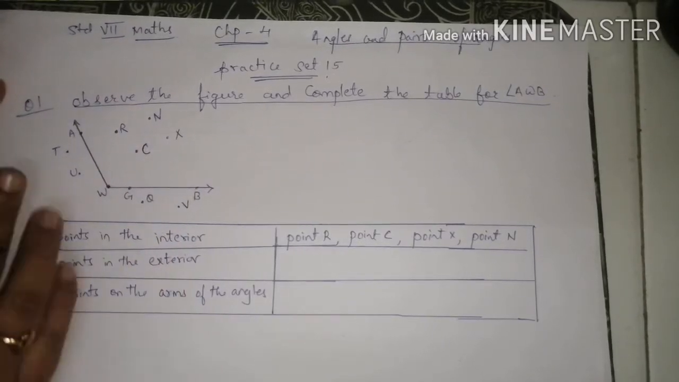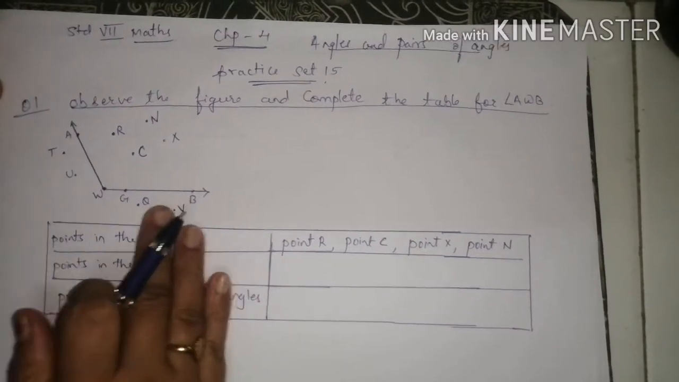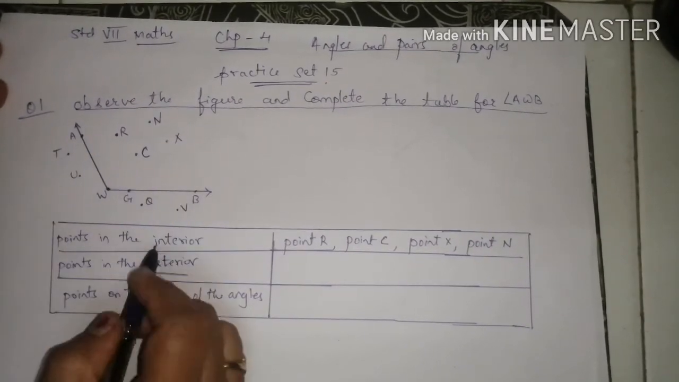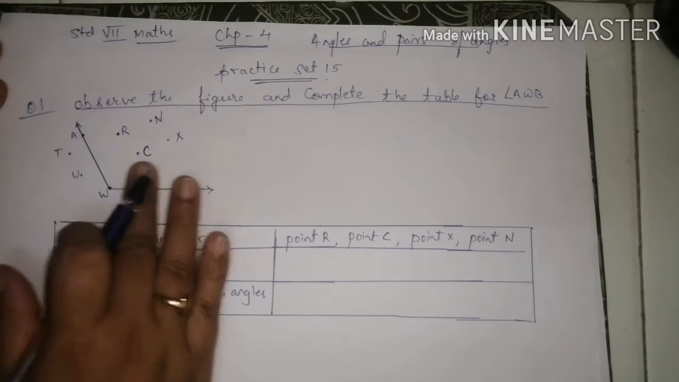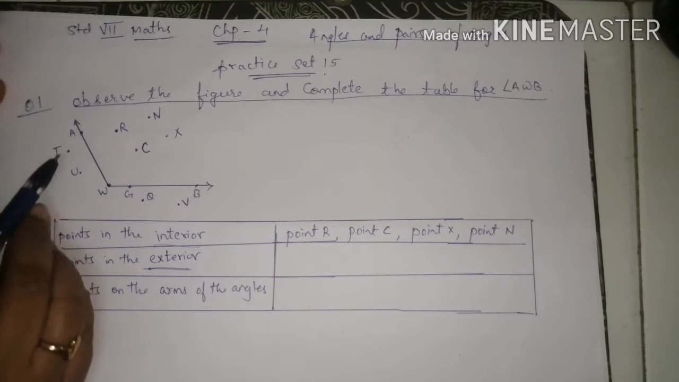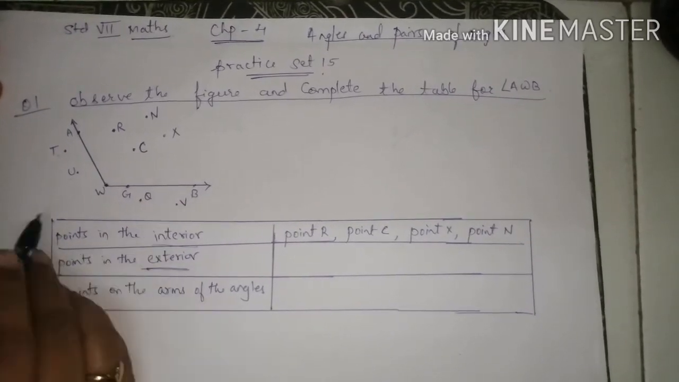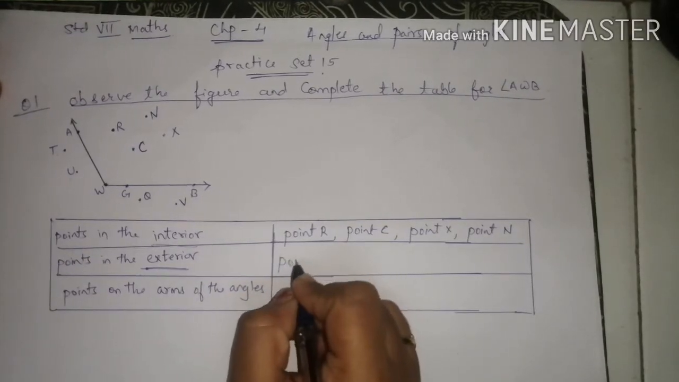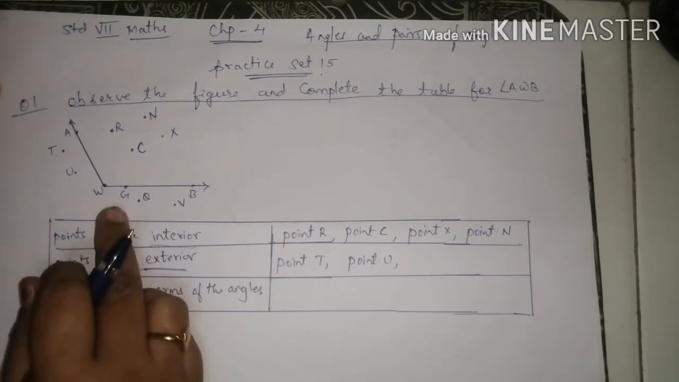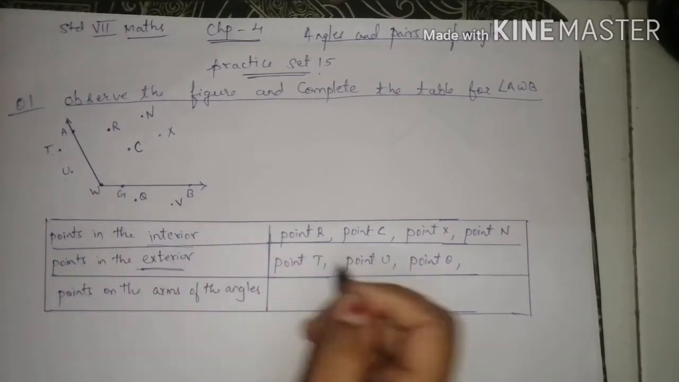Now points in the exterior. Exterior means outside this angle. So point T is outside. This region is exterior. Exterior means outside the angle, and interior means inside this angle. So this region is interior and this region will be exterior. Point T is outside. Point U is outside. Point Q is also outside and point V is also outside. So let's write exterior: point T, point U, point Q, and point V.